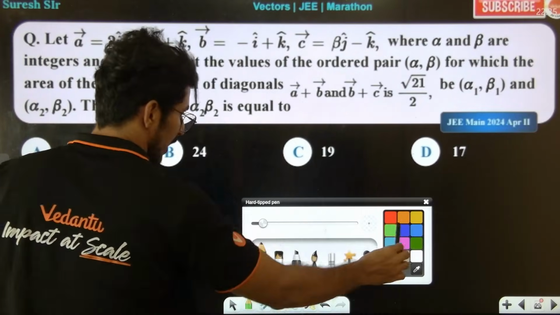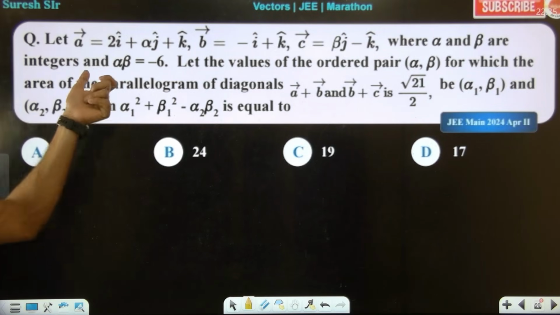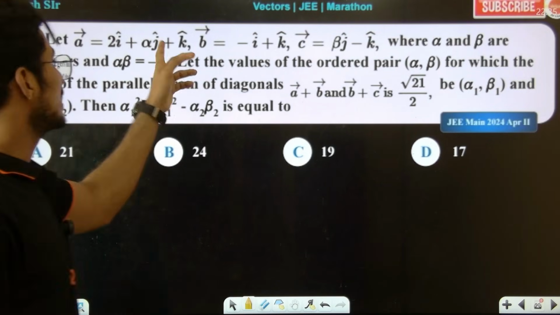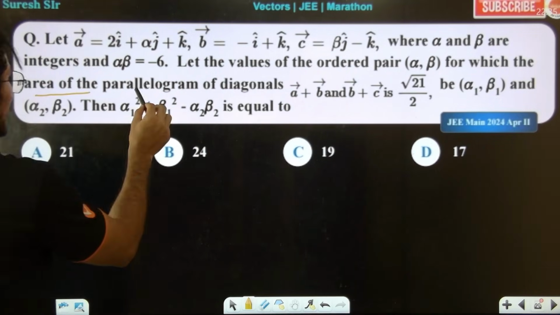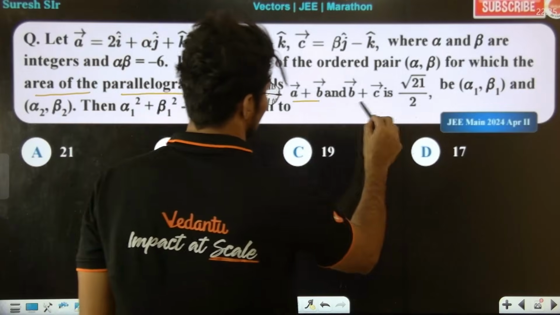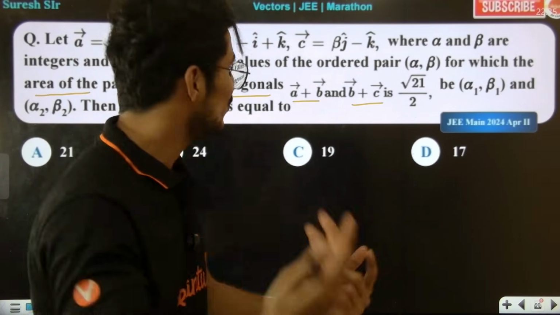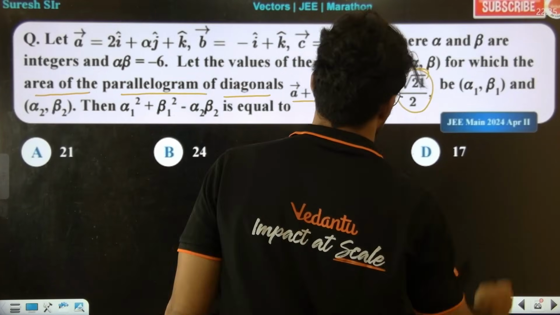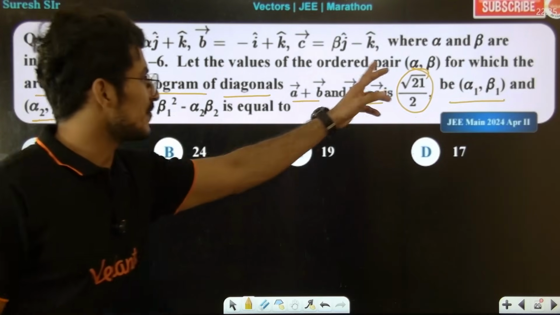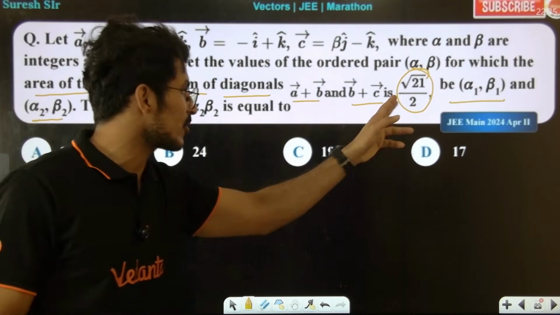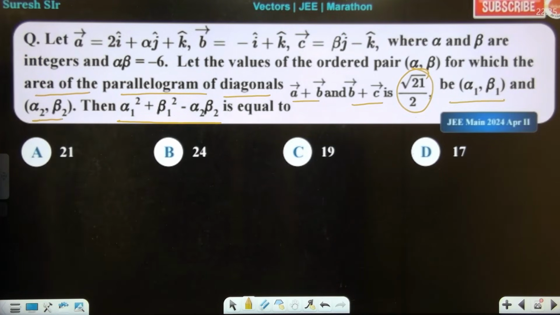Sir, everybody look at the board. Everybody look at the board. A vector, B vector, C vector, where alpha, beta are integers with alpha beta equal to minus 6. Let the values of the ordered pair alpha comma beta be those for which the area of the parallelogram with the diagonals given is root 21 by 2. Area of the parallelogram is half into D1 cross D2. Yes or no?